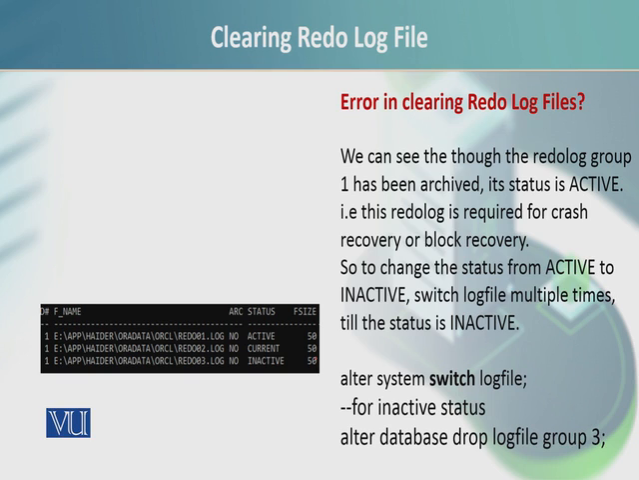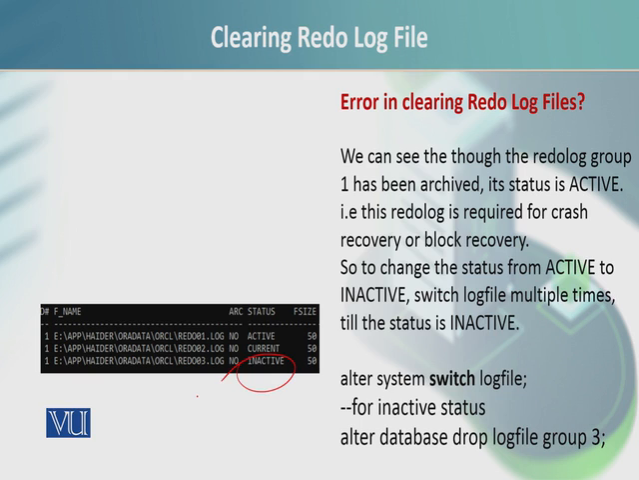Similarly, we can see that redo log group 1 has been archived, its status is active. That is, this redo log is required for crash recovery or block recovery. So the status is going to be changed from active to inactive. In this particular case, multiple times we can manage the activity in this way. So we can say alter database drop logfile group 3. Again, the last one is inactive, and we can drop this one.